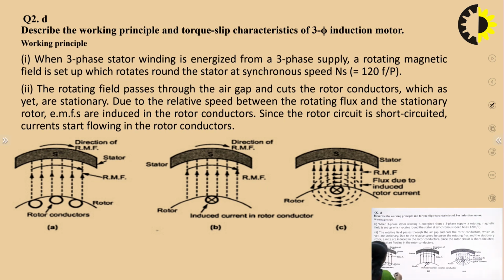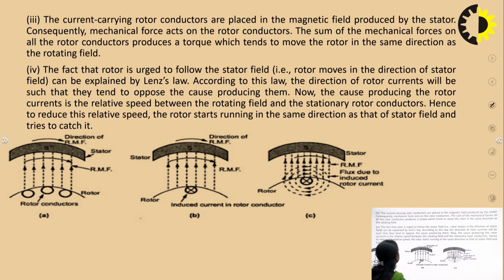Through this diagram also you can explain that this is a stator in which the three-phase supply is given, and because of that, the rotating magnetic field will be developed. Suppose here we have taken the direction as clockwise. Here we have a stationary rotor conductor. This magnetic field is rotating, so it will be cut by the stationary conductors, and because of this, a current will be induced in this rotor conductor.